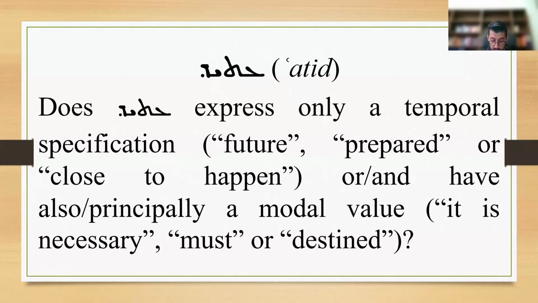more challenges. The key issue is the following one. Does atit express only a temporal specification, future, prepared, or close to happen, or does it also principally have a modal value, it is necessary, must, or destined? Without claiming to deal with that problem in detail, it should be noticed that in recent years some authors, for example Morrison, Syriac, and myself, have emphasized the modal aspect of atit in Syriac or in Aramaic. This form, at least in some texts, seems to be something more than a temporal marker.